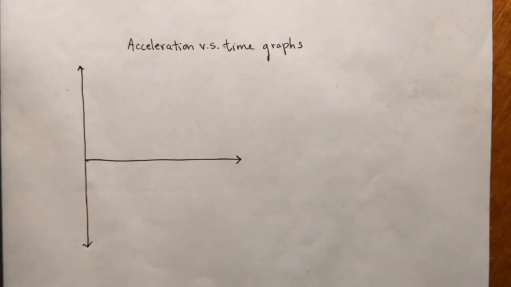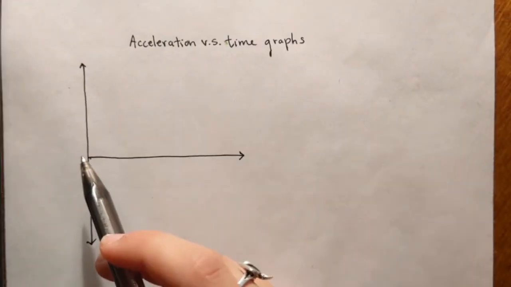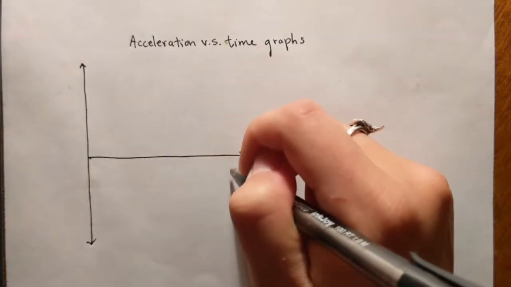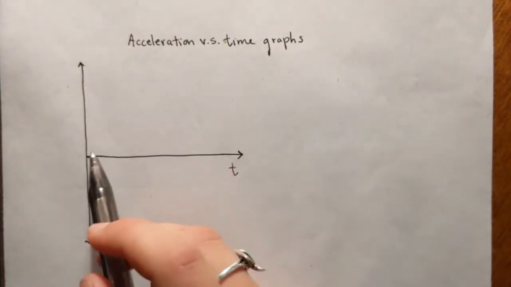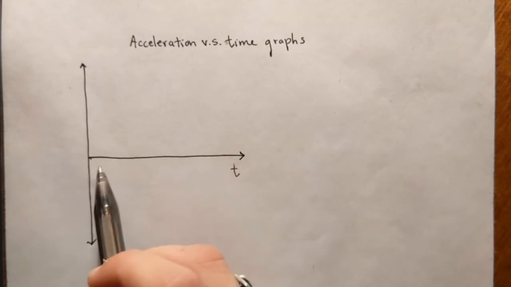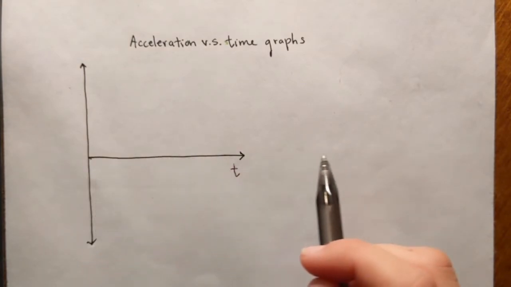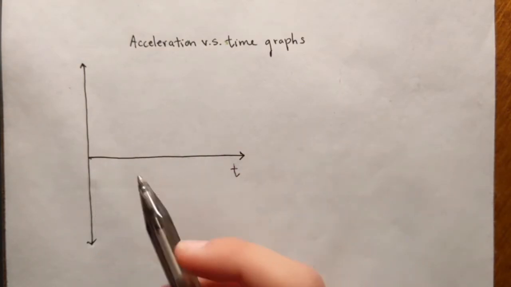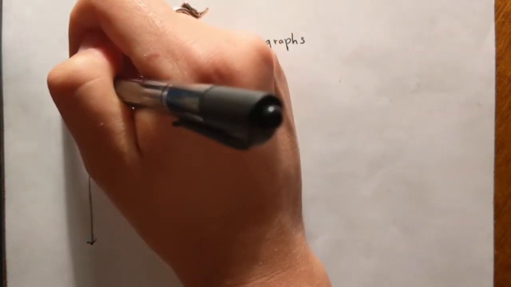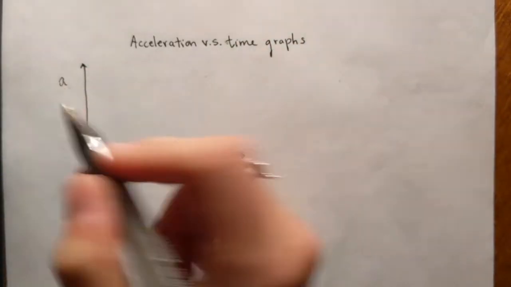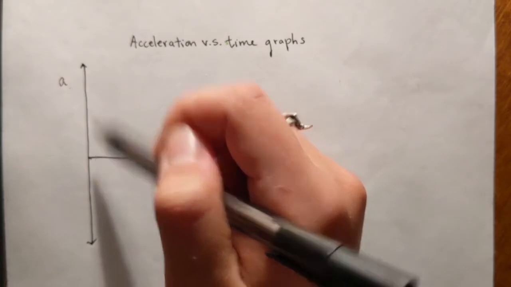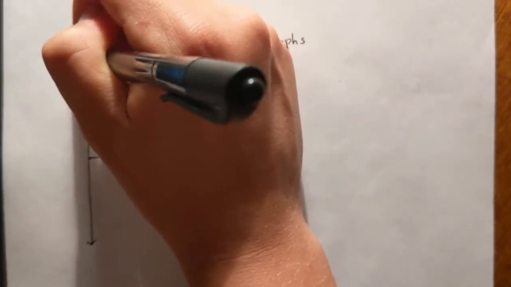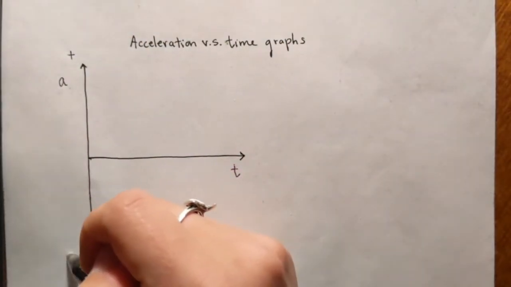Okay, acceleration versus time graphs. On our horizontal axis, we are going to have time. So to the right is the positive direction. As you move along the horizontal axis, time is passing. On the vertical axis, we have acceleration, A for acceleration. We're going to call this direction positive and this direction negative.